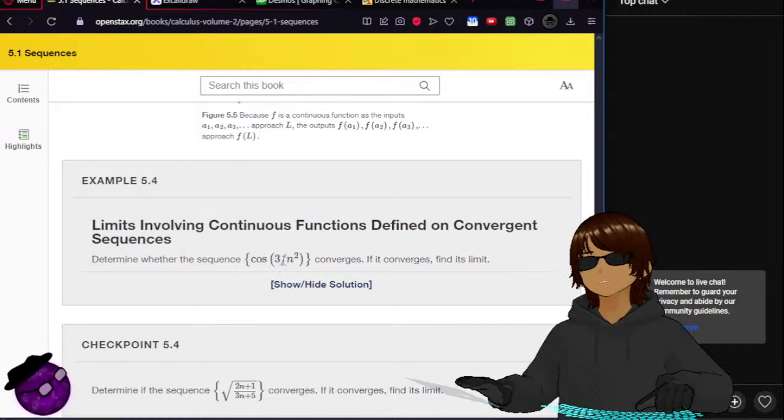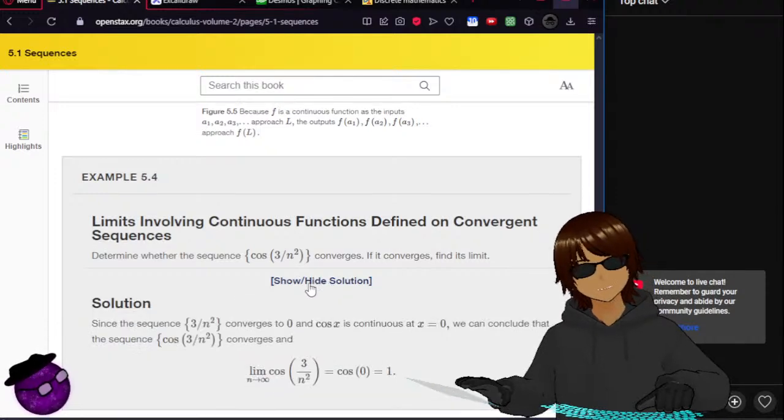3 over n squared, if you take n to infinity, goes to 0, and cos 0 is 1. That's the answer.